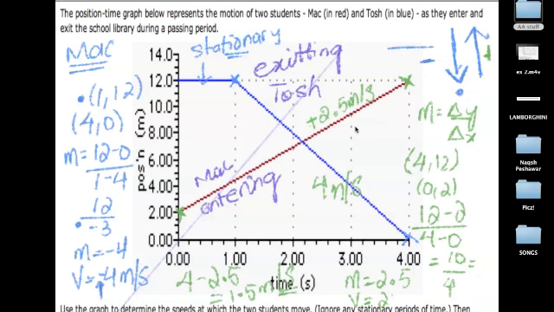So this is again one more example of calculating velocity from a position time graph. I hope you understood this. Next in line is the velocity time graph. So stay tuned.